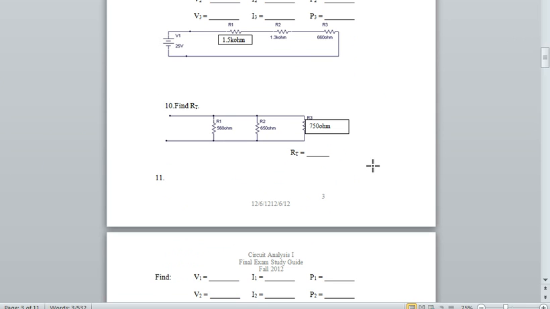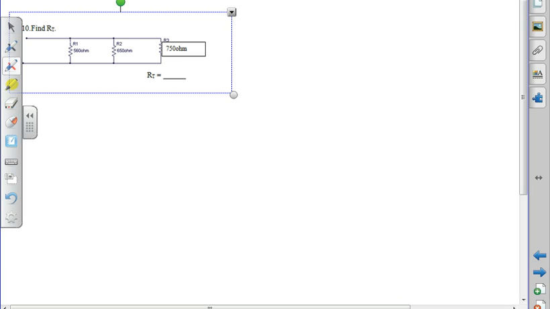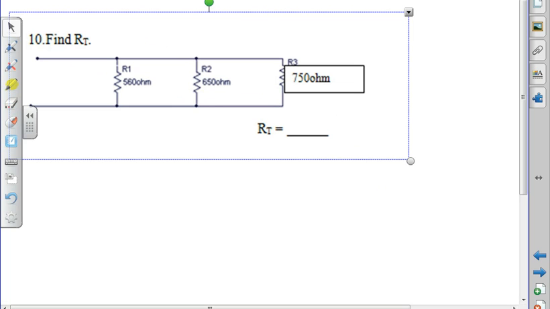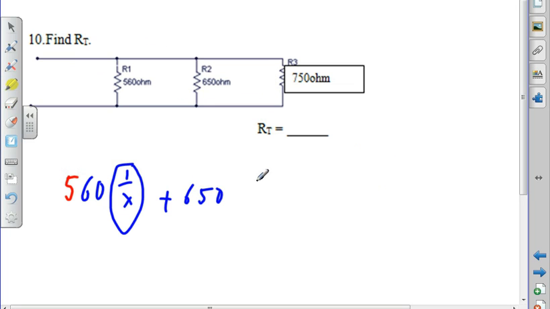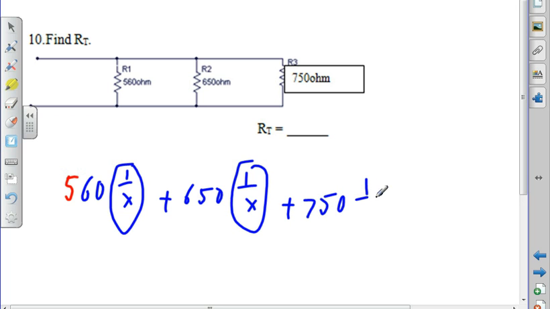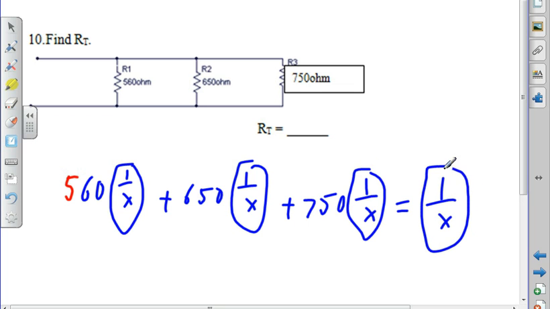Well, it looks like all I'm looking for is just resistance total on this one. So if I can get it into my other calculator, that'd be okay. So I'm going to go 560, 1 over x, plus 650, 1 over x, plus 750, 1 over x, equals, 1 over x, and then I'm going to write down the answer. If my answer isn't less than the smallest one, then I know it's wrong and I have to do it again.